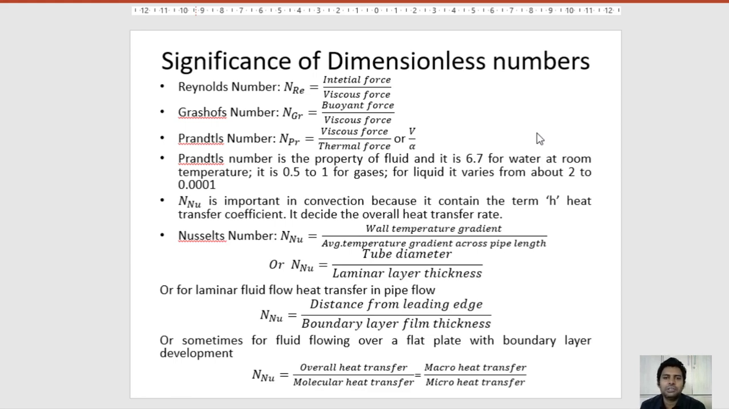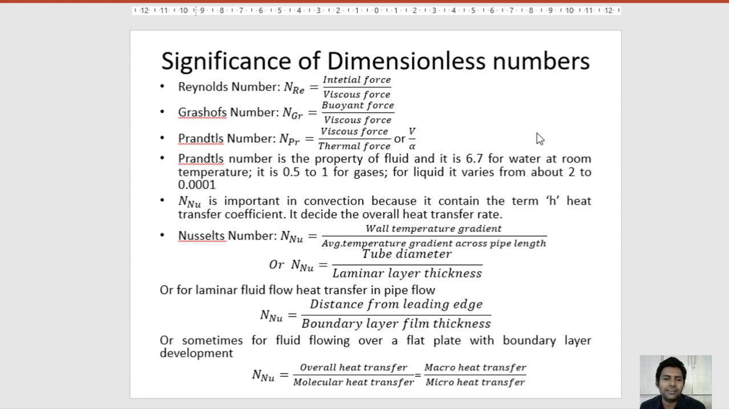Then the Grashof number is the buoyant force upon the viscous force. That means again here the heat transfer coefficient depends on the viscous force. Then the Prandtl number, which states the viscous force divided by the thermal force. We can say that momentum diffusivity depends on the thermal diffusivity. The Prandtl number is a property of the fluid, and it is 6.7 for water at room temperature, and it is 0.5 to 1 for gases. For liquid metals it varies from 2 to 0.001.